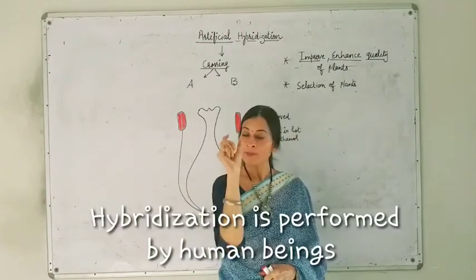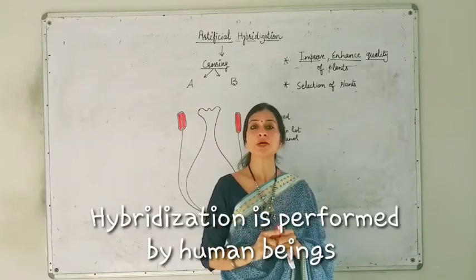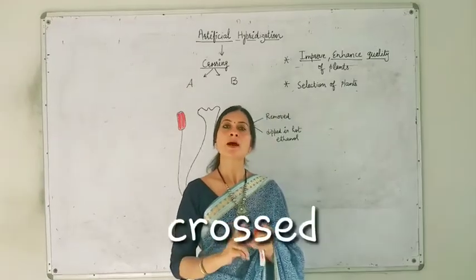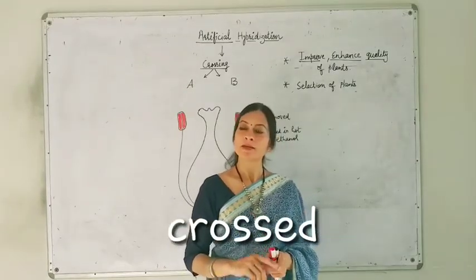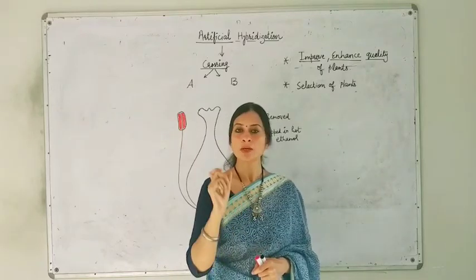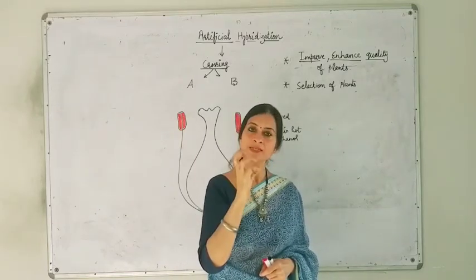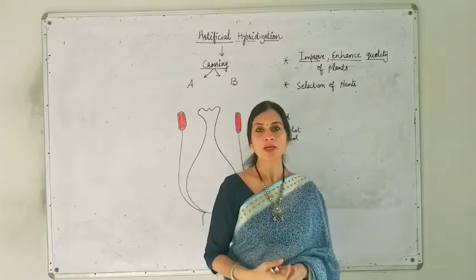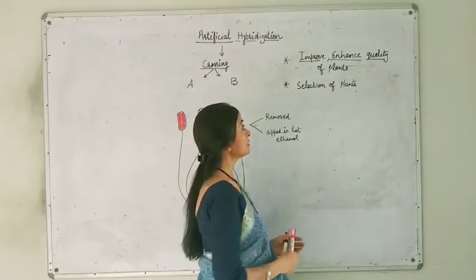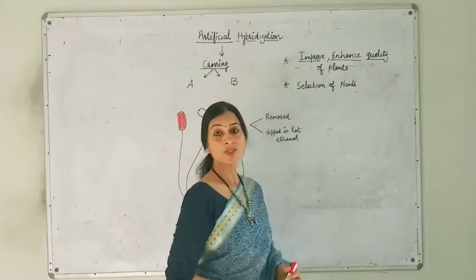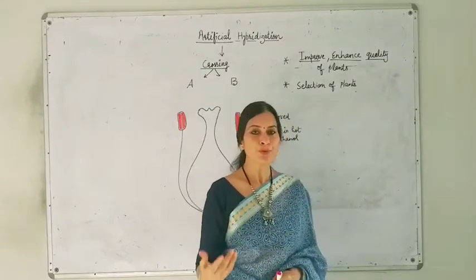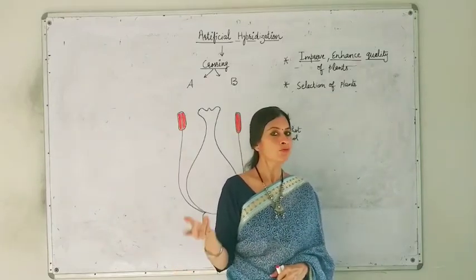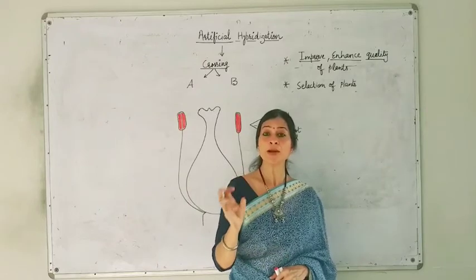Here the hybridization means crossing between two parents of different genotypes, different genes. They are crossed by human beings. This is not a natural process, it is performed by the intervention of human beings. Okay, so artificial hybridization is actually focused on enhancing or improving the quality of given plants. For this, we first have to select what type of plant we are going to cross.